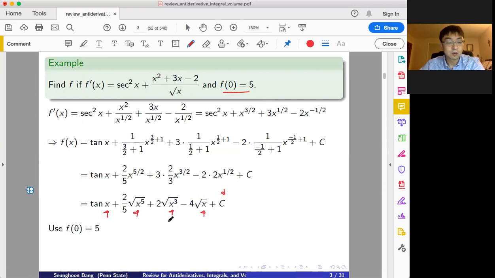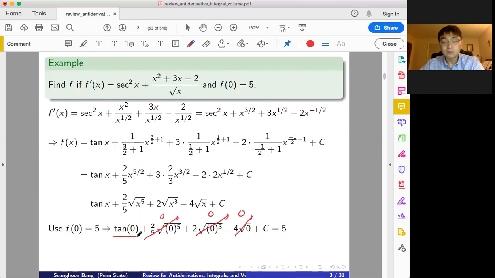Here. So what happens? Like this. So this is 0. This is 0. This is 0. What is tangent of 0? Do you know what is tangent of 0? Tangent of 0 is 0.